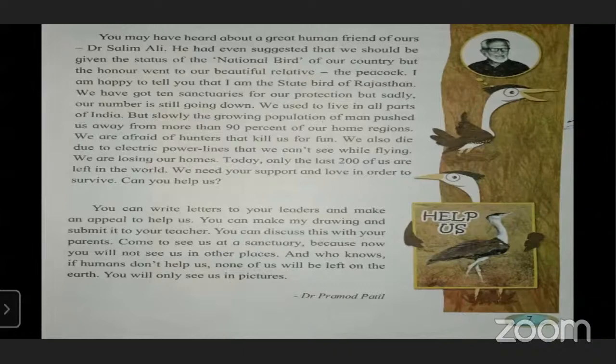So one by one, these birds are going away. So we have to preserve them properly. What we can do is make appeals to leaders. We can make so many drawings. We should create ideas about these birds, and we should tell people that we should not kill these birds. Okay, so this is about the great Indian bustard.